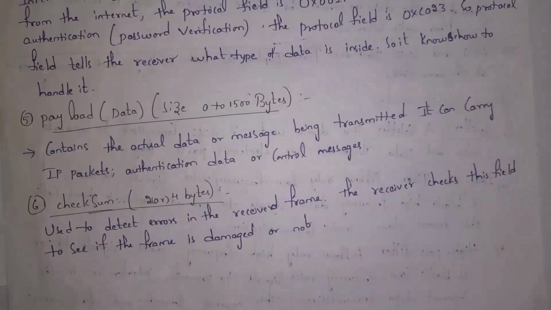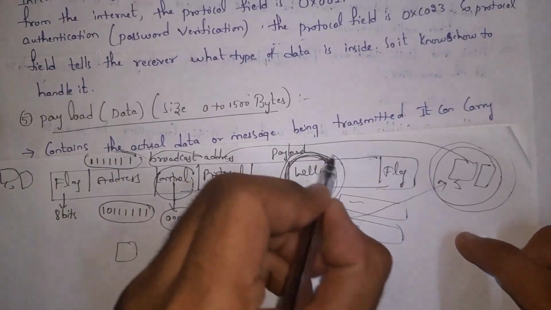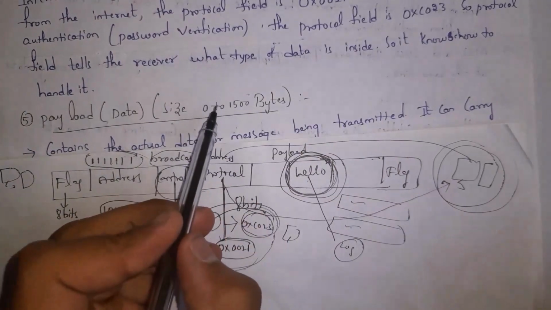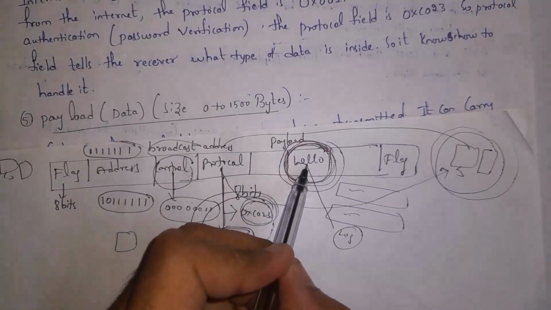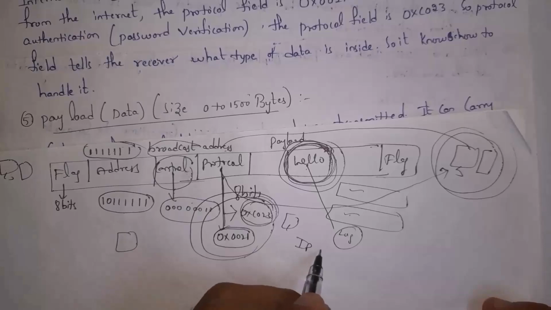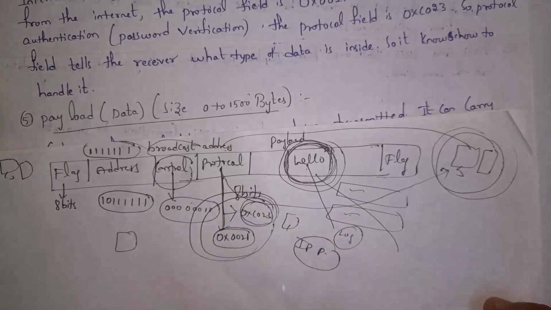And the fifth one is payload. The actual data that is present inside the frame, we call this actual data the payload. And the size can be from 0 up to 1500 bytes. Normally point-to-point protocol will carry two types of data. One is the IP packet, that is nothing but internet messages. And the next one is login verification data in order to verify users.